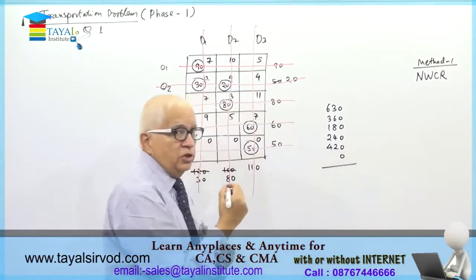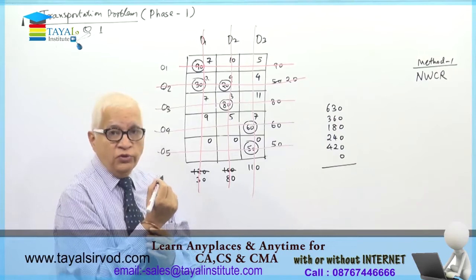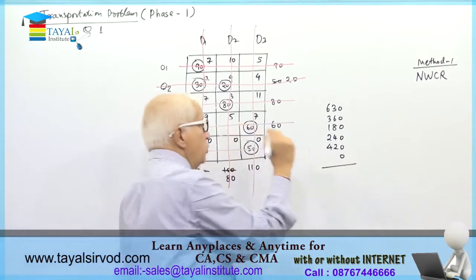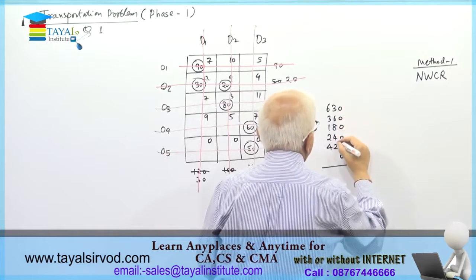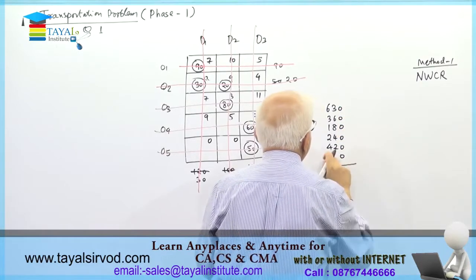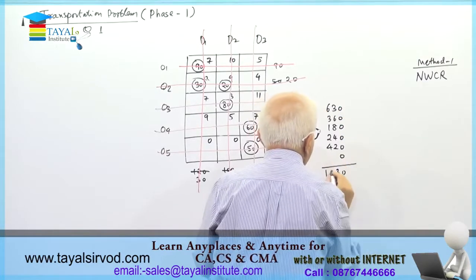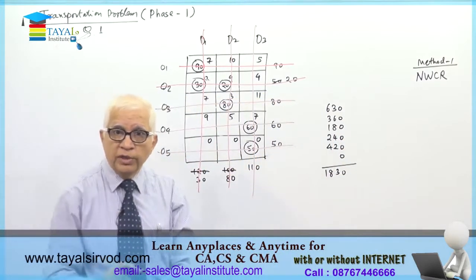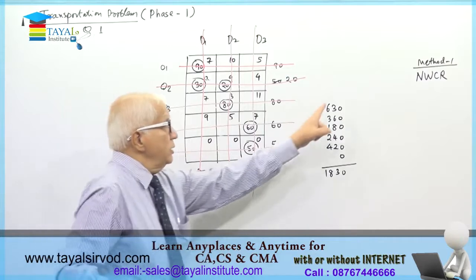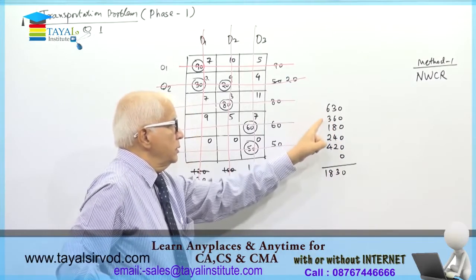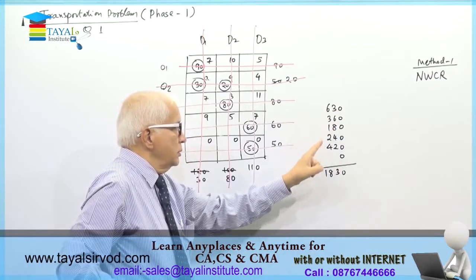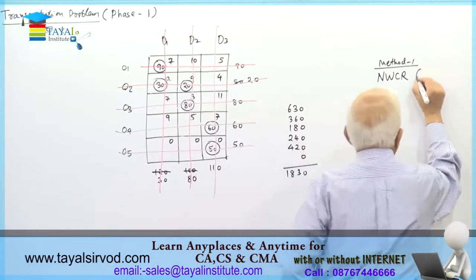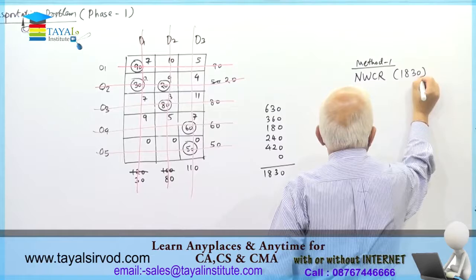This is the total cost of transportation for the phase 1 solution using which method? Northwest corner rule. So what is the total? 1830. This is the total cost of transportation for phase 1. Just check the total. 1830. So I'll say northwest corner rule, I got a cost of 1830.